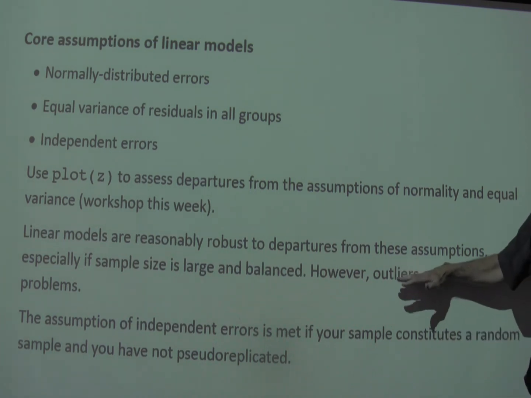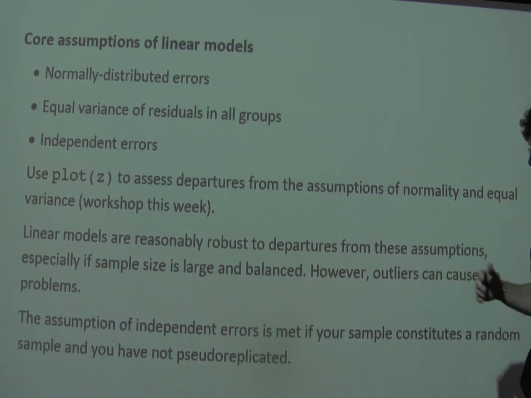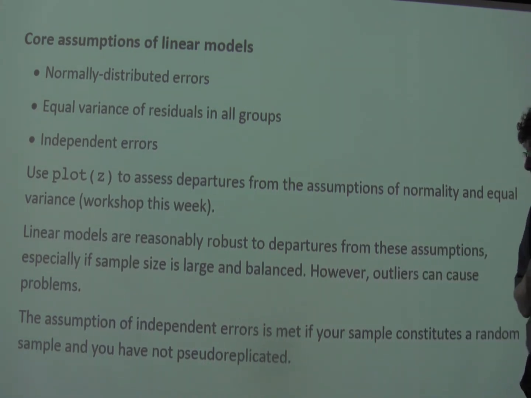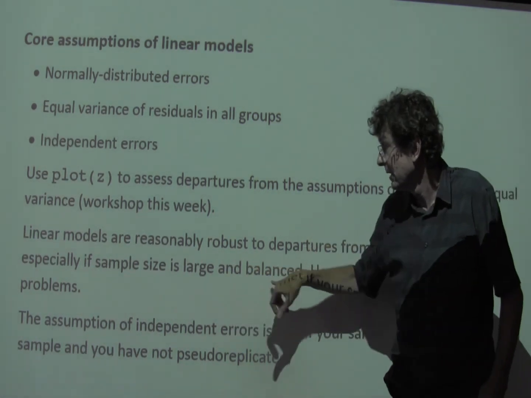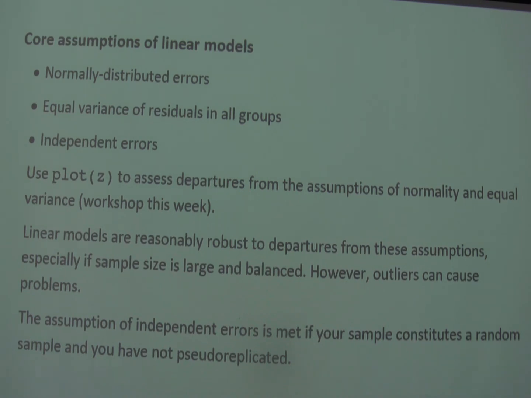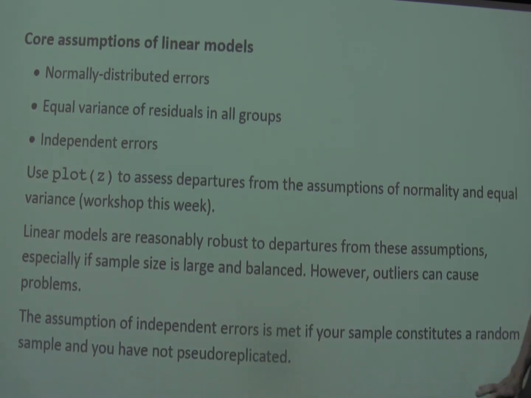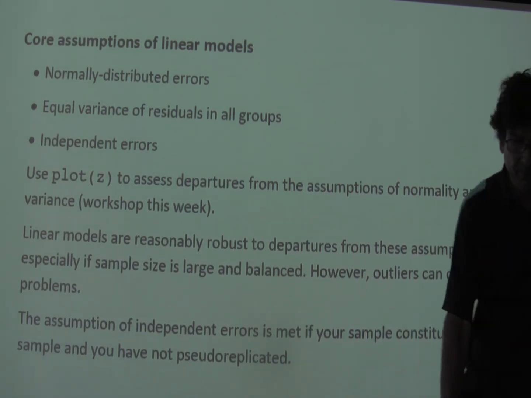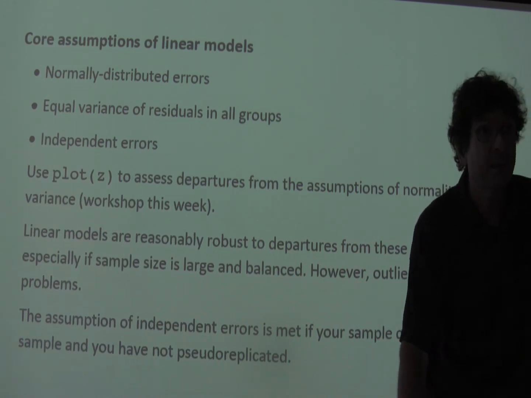Linear models, just like ANOVA we learned before, are reasonably robust to departures from those assumptions, especially if sample size is large and if the imbalance is not large. And the assumption of independence is met if you have a random sample and you have not pseudo-replicated.